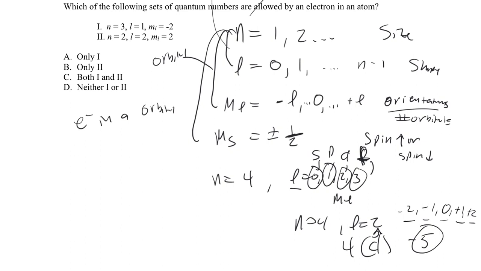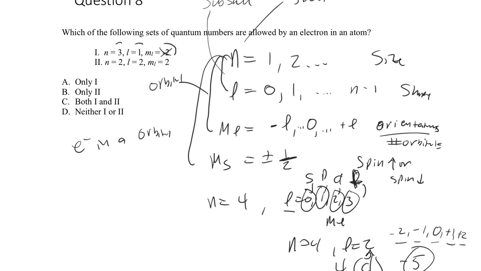Which set here is not possible? This M sub L is not possible because L is 1. You can have an L of 1 when N is 3. That's legal. But you can't have an M sub L of -2 when L is 1. The range of M sub L is -L to +L, so the only values M sub L can be when L is 1 are -1, 0, or +1. When we have N equals 2, we cannot have L equals 2. The range of L is up to N minus 1, so when N is 2, we can only have an L of 0 or 1. So neither of those are allowed quantum numbers for an electron in an atom.